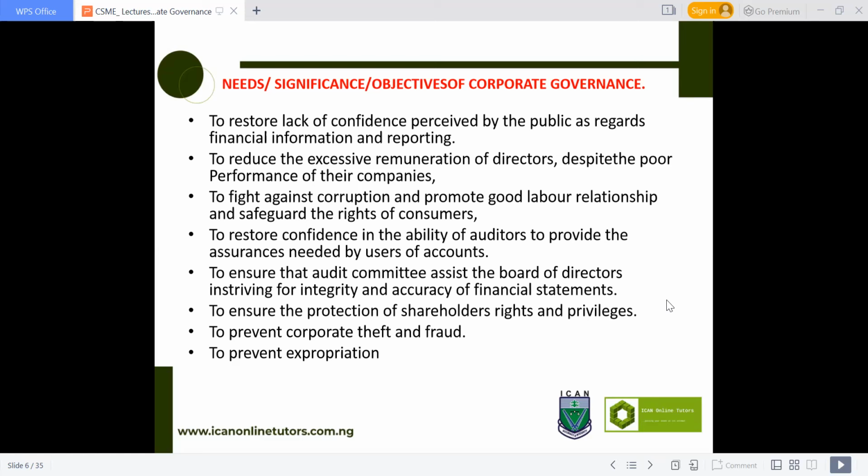One of the significant objectives is to reduce the excessive remuneration of directors despite the poor performance of the company. We are still going to talk about director remuneration. Directors also need to be remunerated. It is good, but it should not be excessive. It should be fair and competitive. But when the company is not performing very well and the directors keep on increasing their pay, there will be a problem. Even when the company is performing better and the directors are trying to increase their remuneration, there can be certain problems.